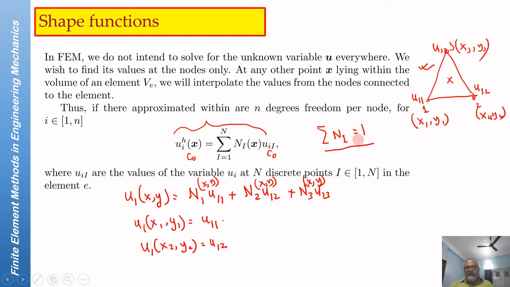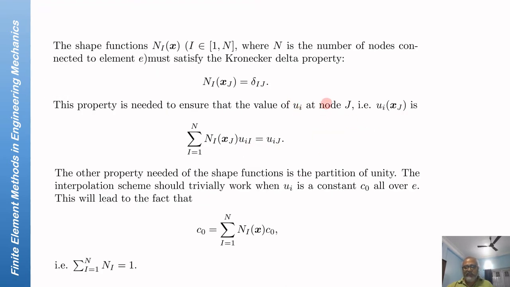That means that the shape functions for an element, so there are as many shape functions in the element as there are nodes, must sum up to 1. So these are the two properties, the Kronecker delta property and the partition of unity property, the two important properties that all shape functions must satisfy.